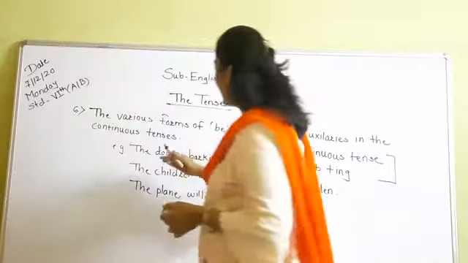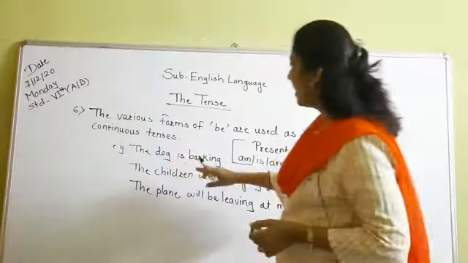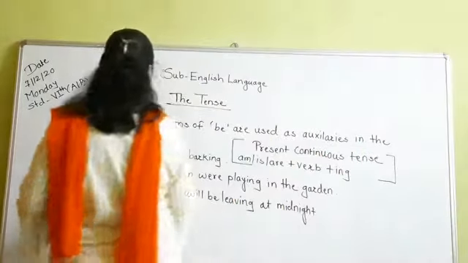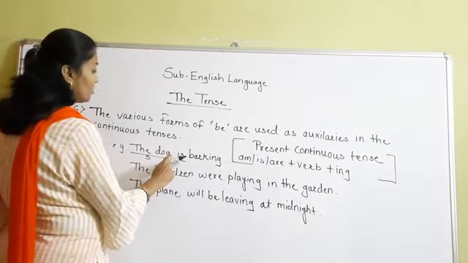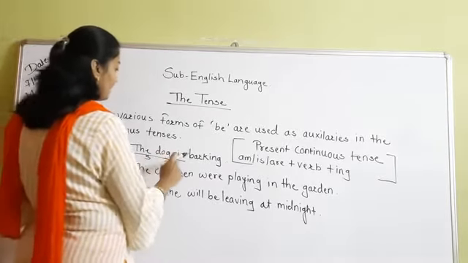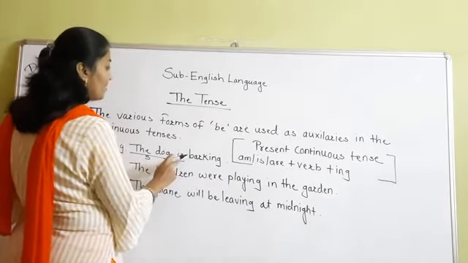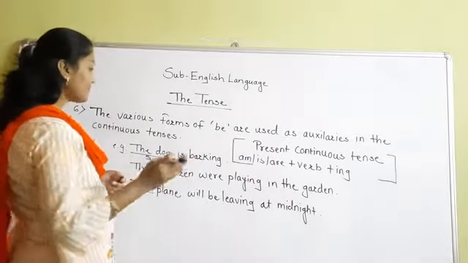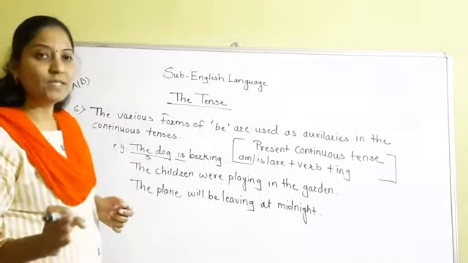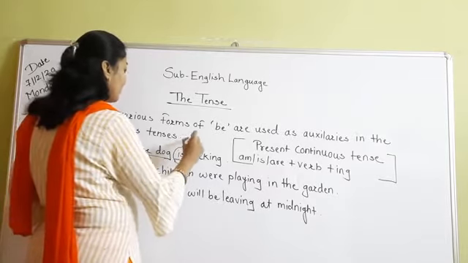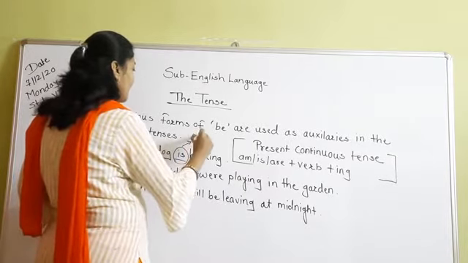Now here I have written the sentence, the dog is barking. Here the dog is the subject, and is is one of the verbs of to be. It is acting as a helping verb or auxiliary. We can call helping verbs auxiliary verbs also. So is here is working as an auxiliary verb. I am writing here auxiliary verb.